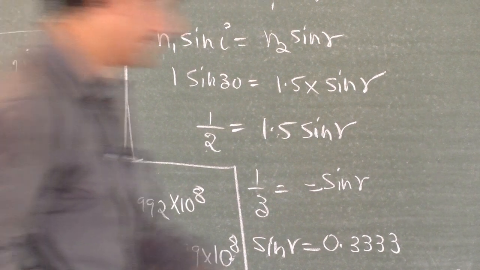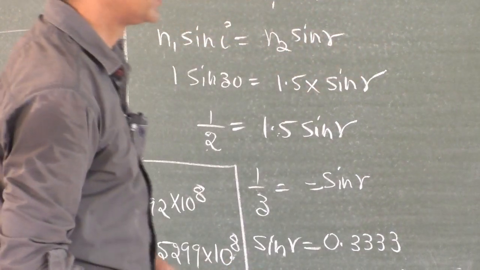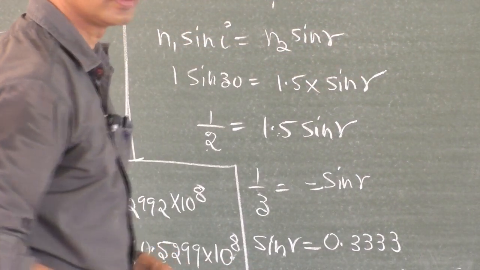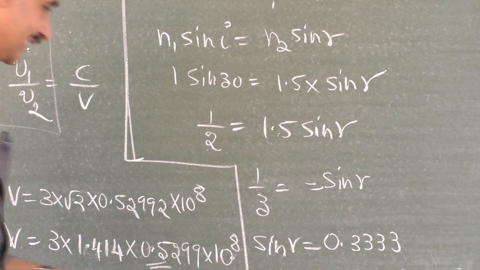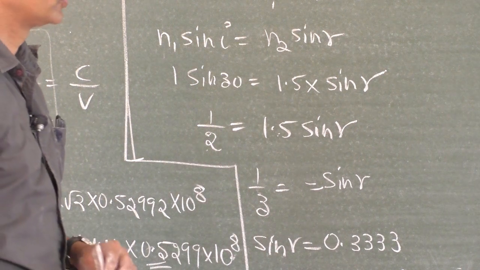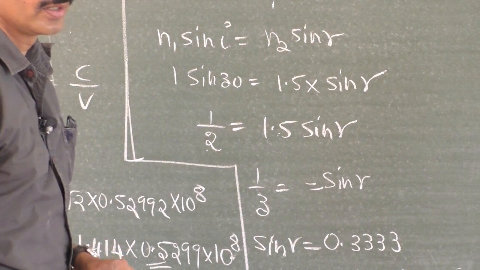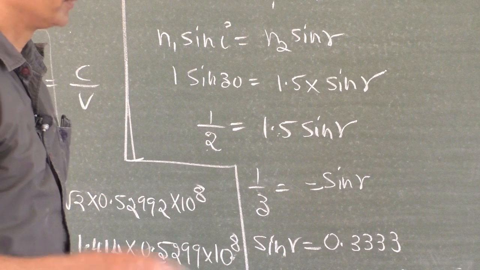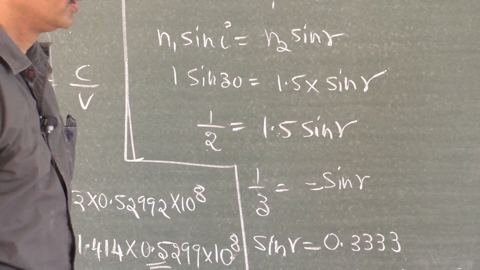We don't have 0.333 here. We have to go back, I think. It is less than 30 degrees. Sine 30 is 0.5, right? But this is 0.333, so it will be less. You have to go to the previous page.